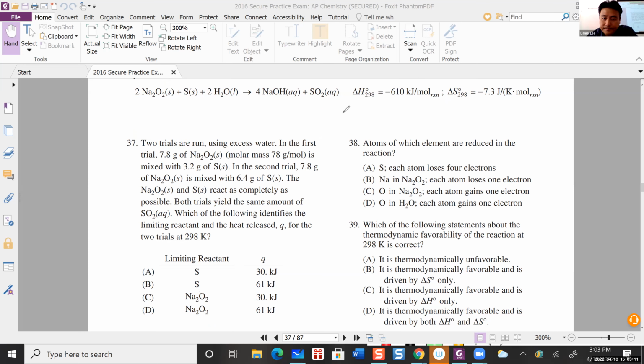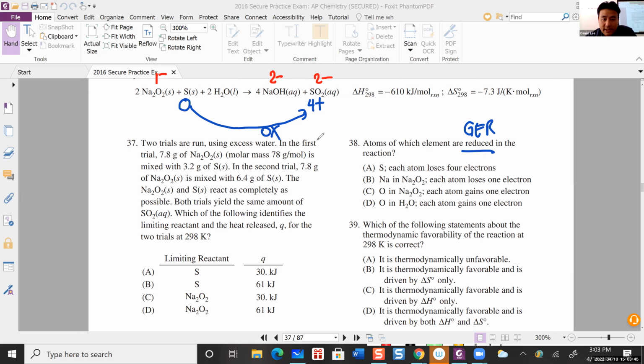Let's look at 38. Which element's atom is reduced? Gain of electrons is reduced. Do you see sulfur went from 0 to 4 plus? That is oxidized because the oxidation number increases. If the oxidation number becomes higher, it must be oxidation. So who's reduced here? Well, the oxidation number of O2 here is 1 minus. This is peroxide, sodium peroxide. And O is 2 minus here, and this is 2 minus here.